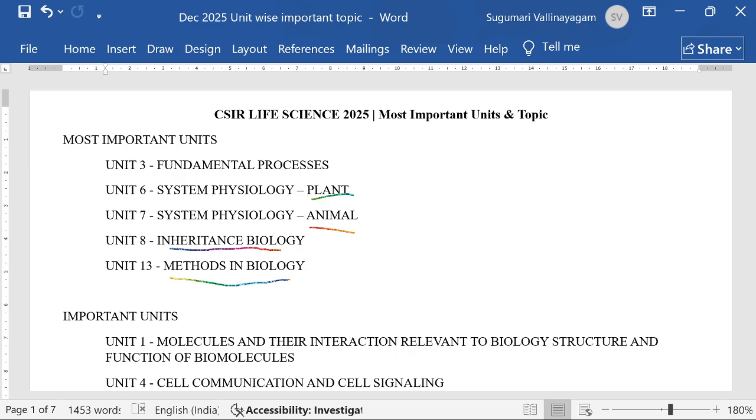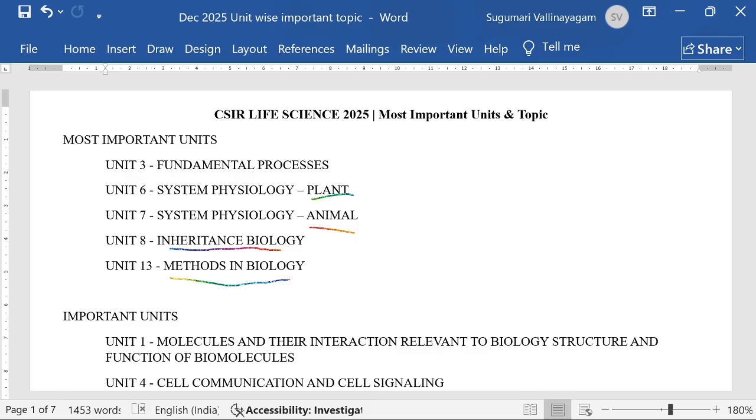Now we have a short period, so in this short period, if you focus on these 5 units, then you will get 50% of the score, because they cover all these areas. It's easy to study, and you can expect more questions from these units, so you can easily answer them.